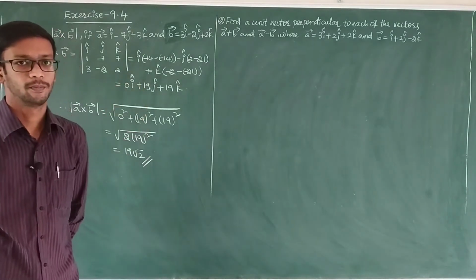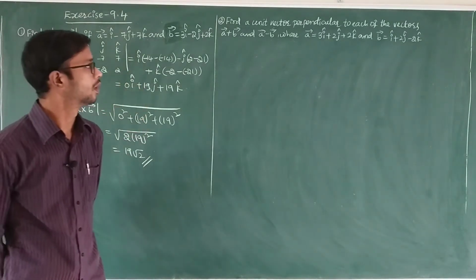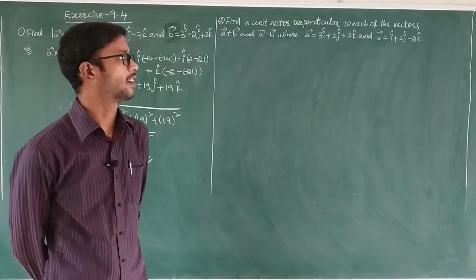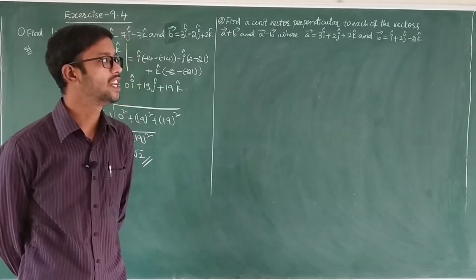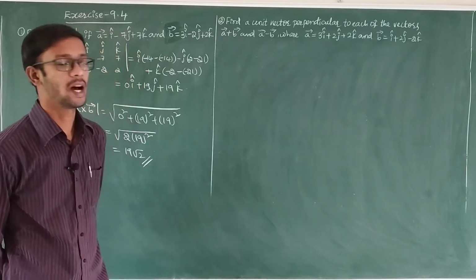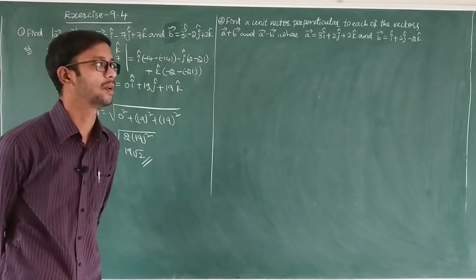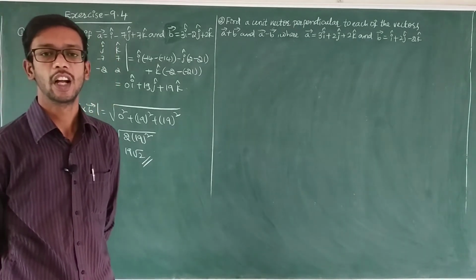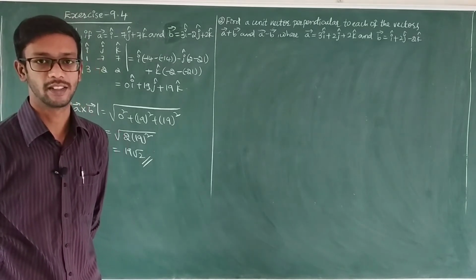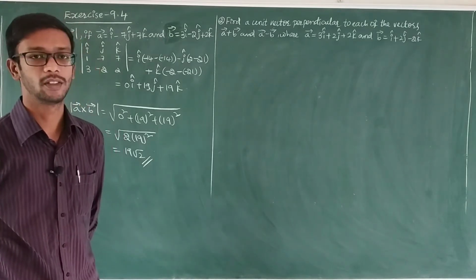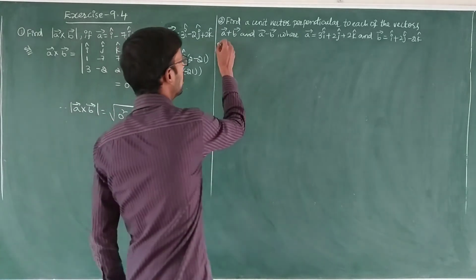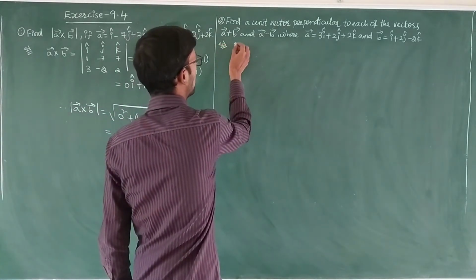Problem number 2. Find a unit vector perpendicular to each of the vectors A bar plus B bar and A bar minus B bar, where A bar is one vector and B bar is another vector given. We discussed example number 23; this problem also we have to do in the same way. So the solution, I am writing directly here.